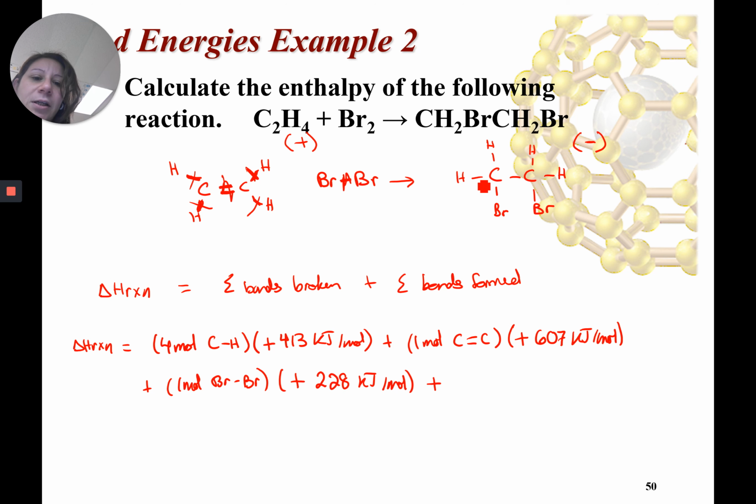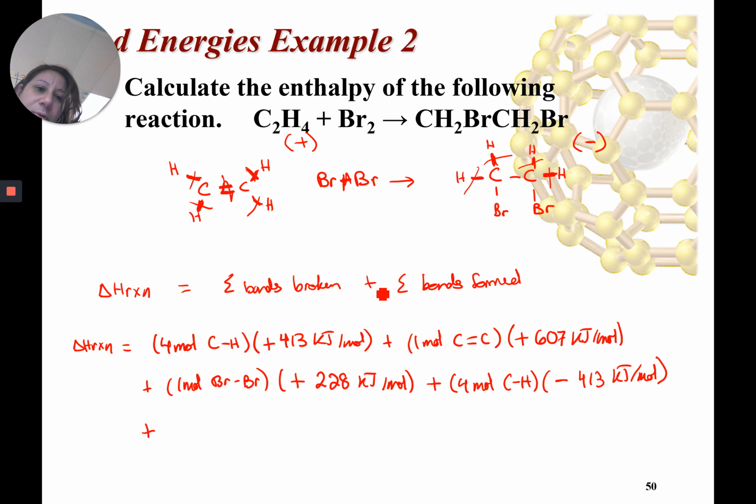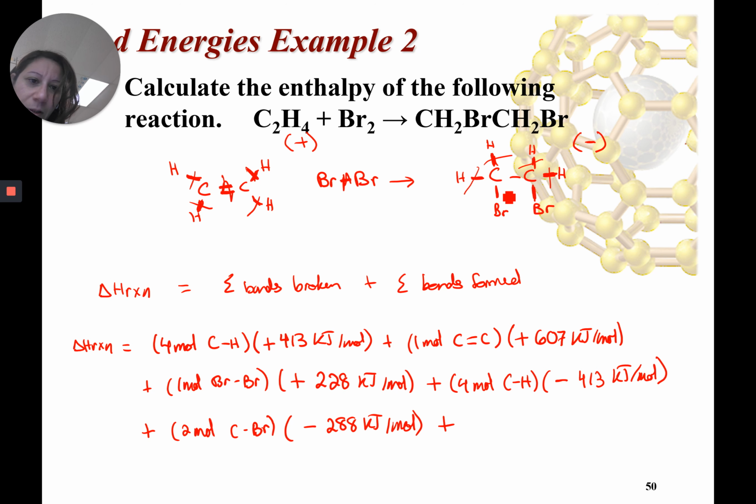Let's move on to the products. Let's start with CH single bonds. There are 4 of those. So 4 moles of CH bonds. We're going to use the negative value because those are in the products that are being formed. So 413 kilojoules per mole. Got this one done, this one done, this one done, this one done. Let's go to CBr 1 and 2. So 2 moles of CBr single bonds. Negative value because it's in the products. Those are 288 kilojoules per mole. Got that one done, this one done.